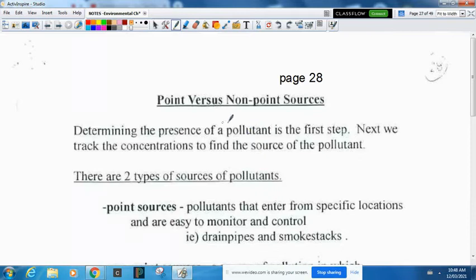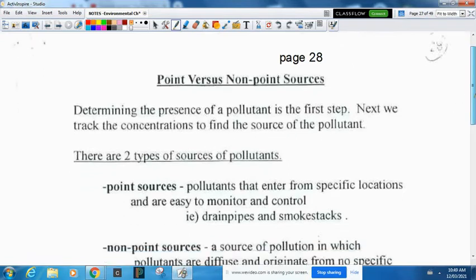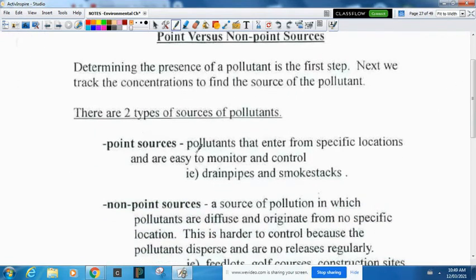So looking at point source versus non-point source, determining presence is the first step. Next thing we want to do is track the concentration so we could find the source of the pollutants. And there are 2 types of sources of pollutants, point source and non-point source. A point source pollutant is a pollutant that enters from specific locations, easy to monitor and control. So literally, you could point at the source.